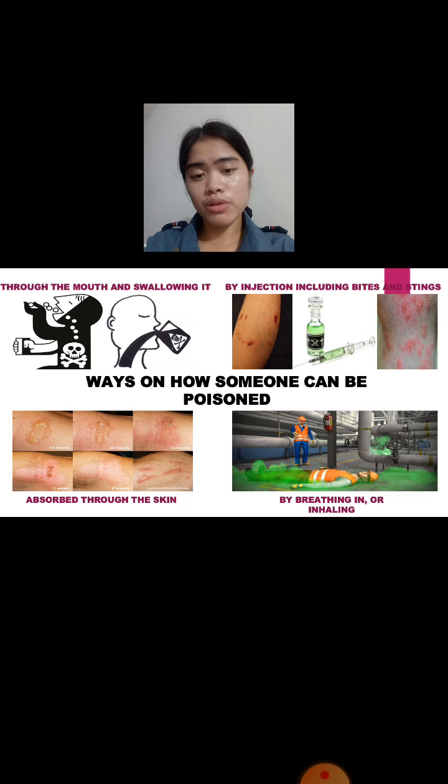Number 3, absorbed through the skin. Examples are poison from plants and chemicals used in the house. And by breathing in, or inhaling. Examples are the chemicals used in cleaning the house or in the garden. They can also make fumes which can hurt your breathing.